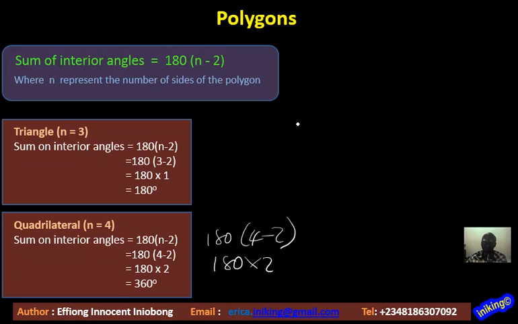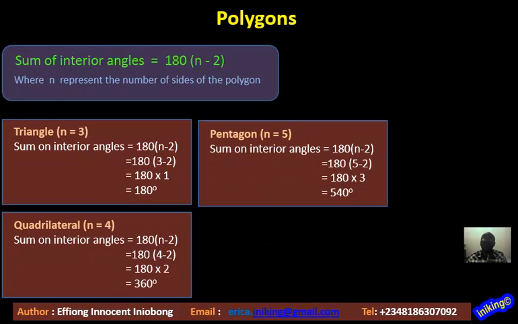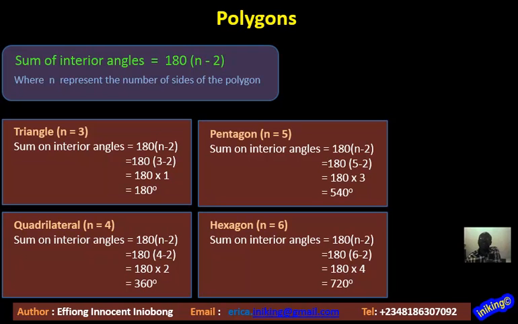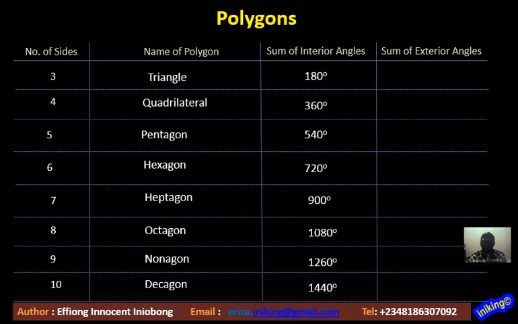You will agree, of course, for a pentagon, which has 5 sides, we're going to have 180 times (5 minus 2). And that gives us 180 times 3, which is 540 degrees. So let's bring that in. That's for a pentagon. Now you can do the rest for yourself. For hexagon, we have that. And also we have for heptagon. Now let's transfer this to our table. If we transfer this to our table, there we are.